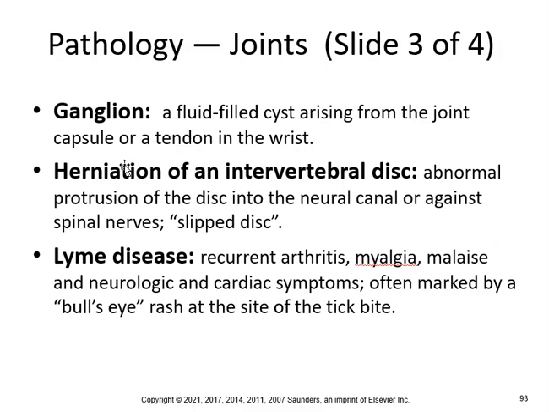Herniation of an intervertebral disc is an abnormal protrusion of the disc into the neural canal or against spinal nerves. That's a slipped disc. What about Lyme disease? That's recurrent arthritis, myalgia, malaise, and neurologic and cardiac symptoms often marked by a bullseye rash at the site of the tick bite. So it's usually caused by ticks.